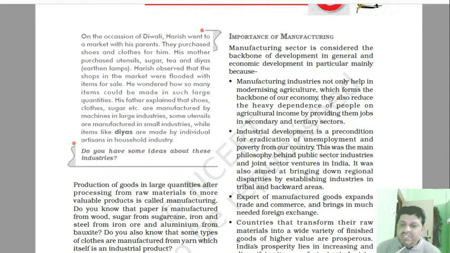So the production of goods in large quantities, here it is written that production of goods in large quantities after processing from raw materials to more valuable product is called manufacturing. So the simple definition of manufacturing is the production of goods in large quantities. If the production of goods is made in large quantities, how is it possible? It is possible by processing the raw materials. Goods production is only possible when raw materials, which are the primary products, are directly obtained from nature. Raw materials may also come from nature and also from primary industries.